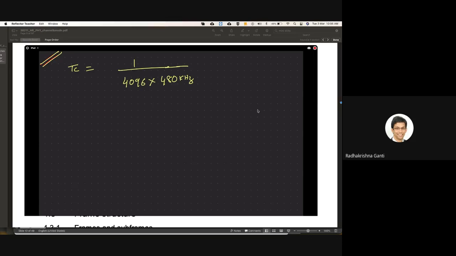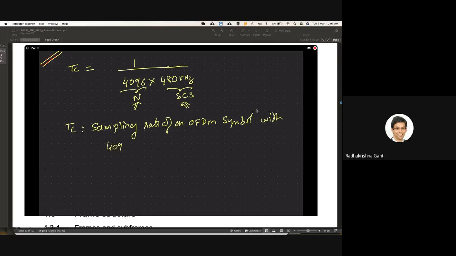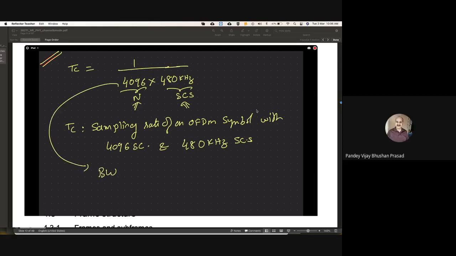If this is your FFT size N and this is your subcarrier spacing, Tc is nothing but the sampling time of an OFDM symbol with 4096 subcarriers and 480 kilohertz subcarrier spacing. Effectively, this is the highest. This is the sampling time, not the sampling rate. Yes, sampling time.